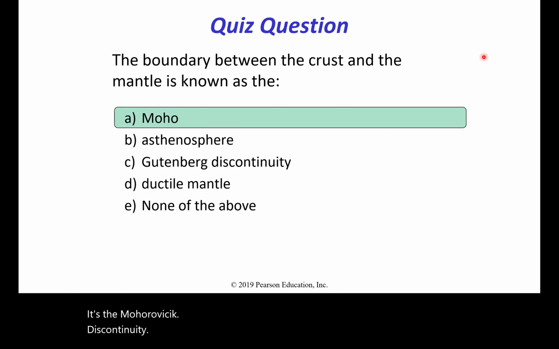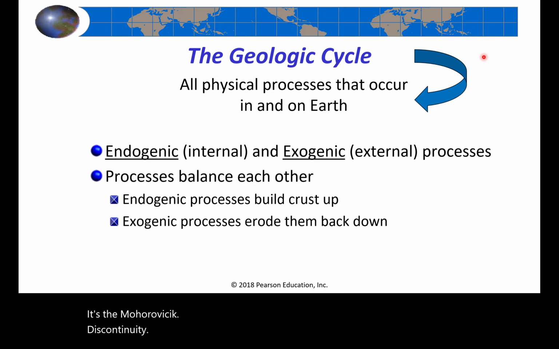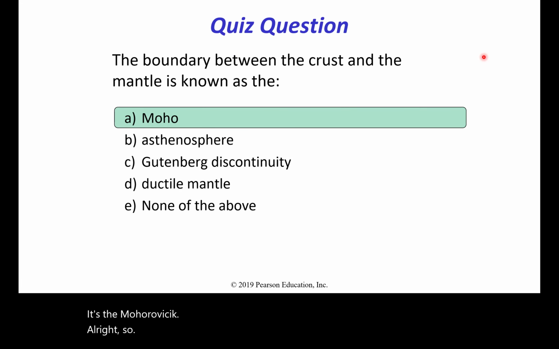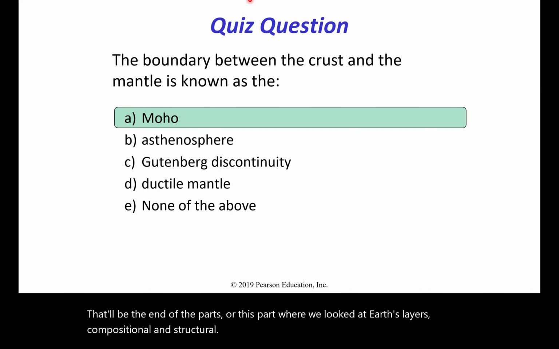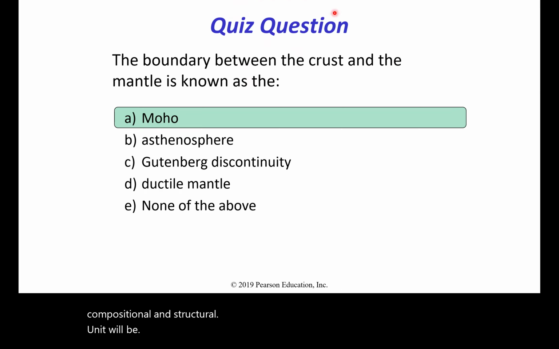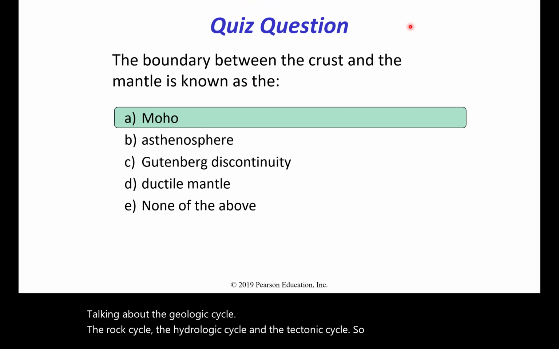All right. So that'll be the end of this part where we looked at Earth's layers, compositional and structural. The next unit will be talking about the geologic cycle, and the rock cycle, the hydrologic cycle, and the tectonic cycle. So that'll be the next part.